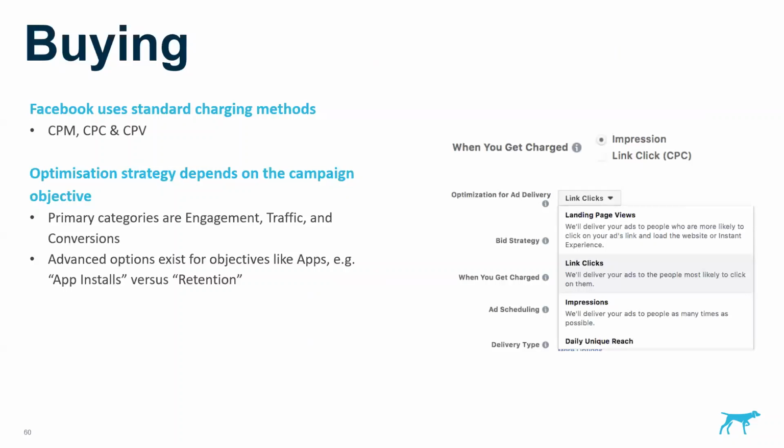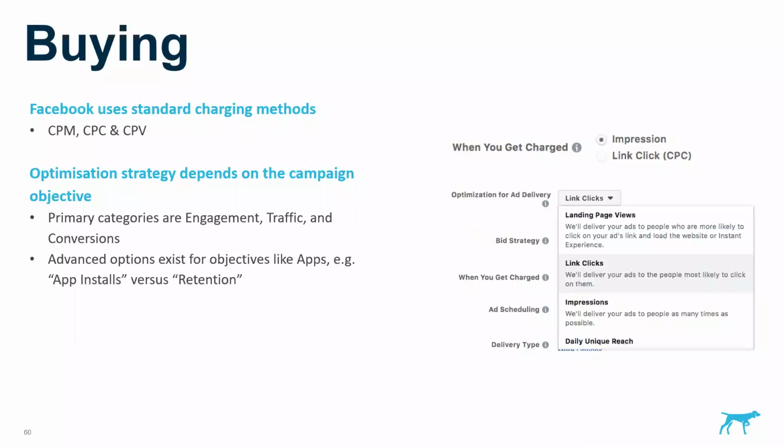In terms of buying, Facebook does use the standard charging methods: the cost per 1,000 impressions, the cost per click, and the cost per view if you've got a video goal. And in terms of the optimization strategy, the automated bidding strategy, there's a number of things you can optimize towards depending on your objective. Generally speaking, it'll be engagement, traffic, or conversions, unless you have a very advanced option like apps as your objective. It can get quite interesting.